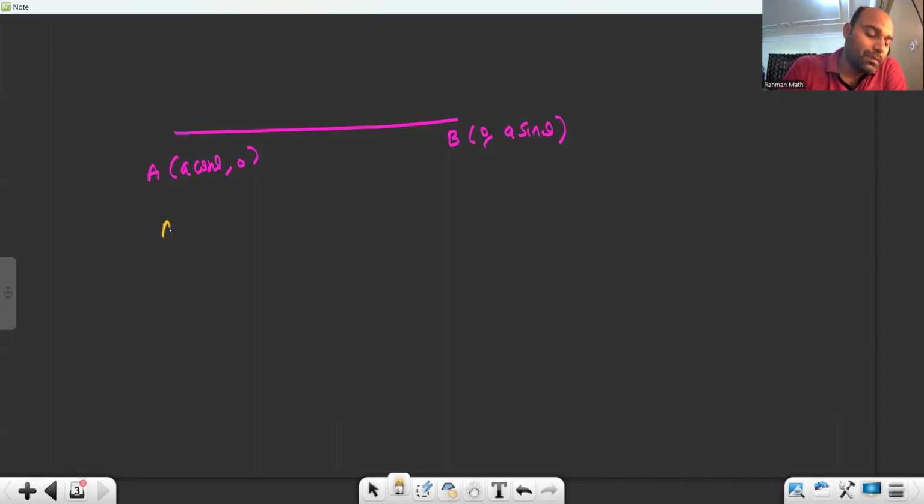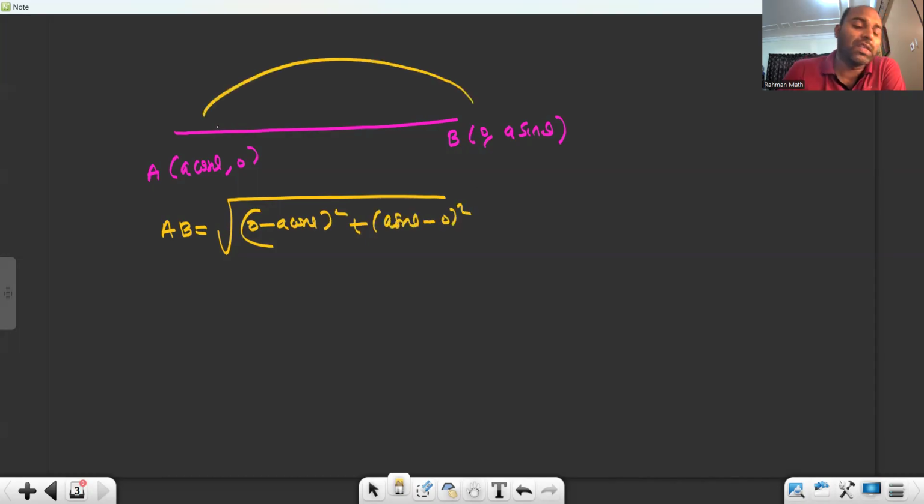Now AB, root of 0 minus A cos theta whole square plus A sin theta minus 0 whole square. This minus this, that's the distance formula. Here 0, there is no rule. 0 minus anything, so square. Minus A square will be A square cos square theta, this is the first one. And this one, A sin theta is what? A square sin square theta.